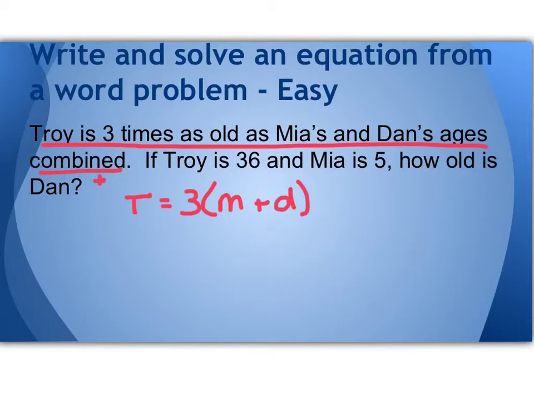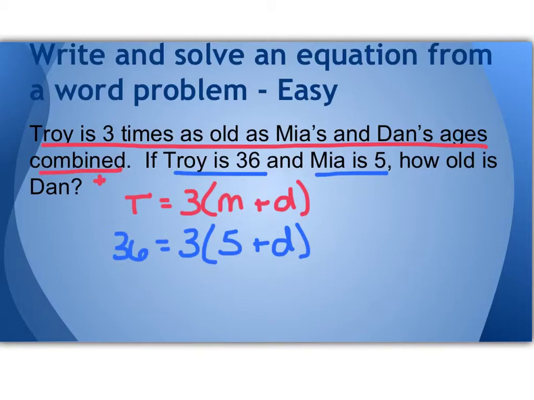Now, using that second sentence, I can actually replace some of the variables with numbers. So Troy is 36, so I'm going to replace the T with 36. I'm still going to keep the 3, and I know that Mia is 5, so I'm going to replace the M with 5 plus D. So now I have my equation. Now I can undo the things I see.